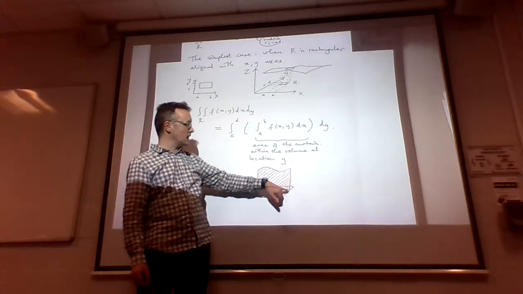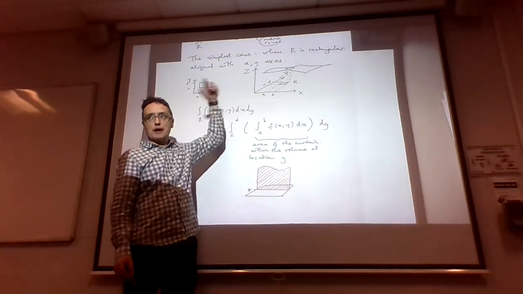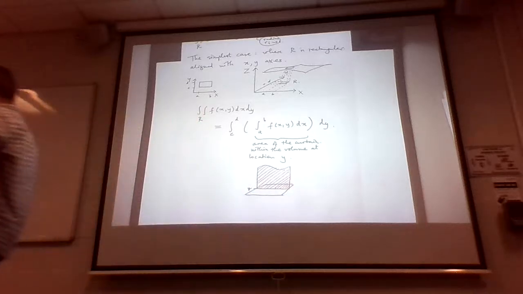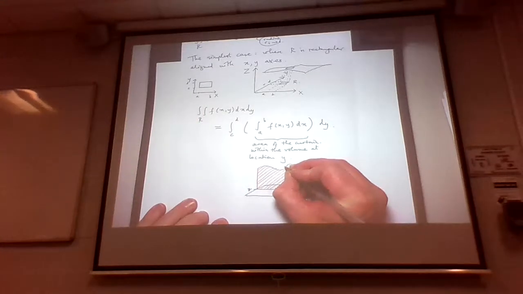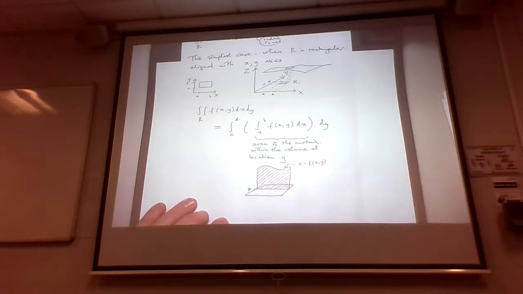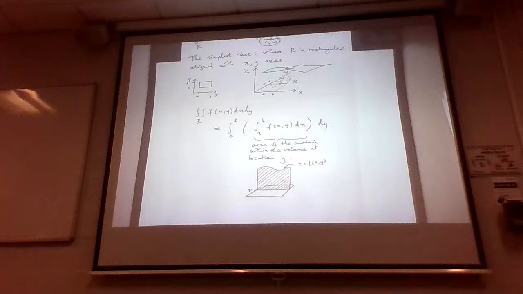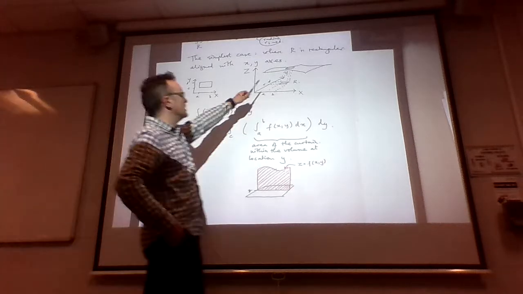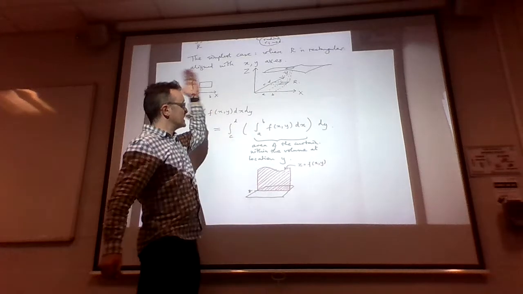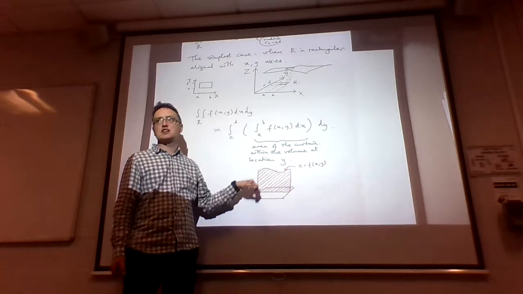It's got straight vertical sides, and the upper boundary is determined by the shape of the surface. So this upper surface is defined by the function z equals f of x, y. But the y coordinate is this particular y coordinate down here. So that's what this inner integral gives you. It gives you the area of this cross-section of the three-dimensional volume, the cylindrical volume here. We've taken a cross-section of it at the value y, and what we see is this two-dimensional cross-section, and it has a certain area.